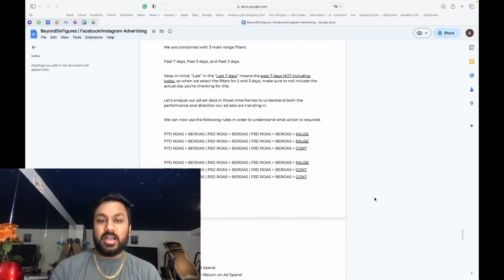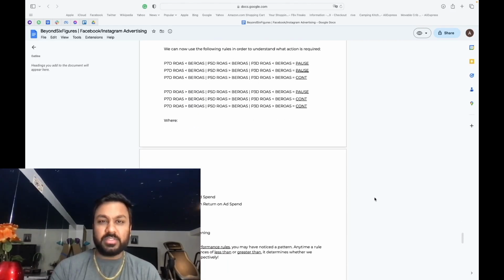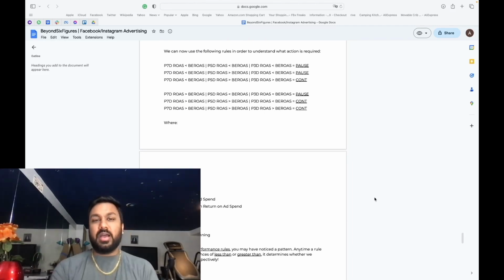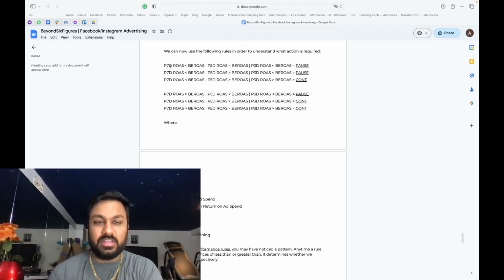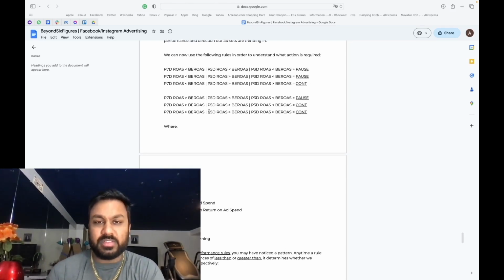We can now use these rules that I've created here to effortlessly understand what we have to do. P7D means past 7 days, P5D is past 5 days, P3D is past 3 days, BEROAS is break-even ROAS, and then you have the less than sign, the greater than sign, and then you have pause and continue. Pause means you pause the ad set, and continue means you continue running the ad set, right? So what does this exactly mean here?